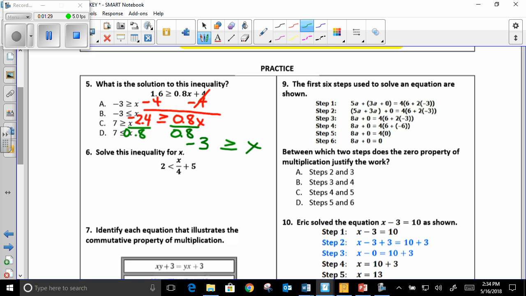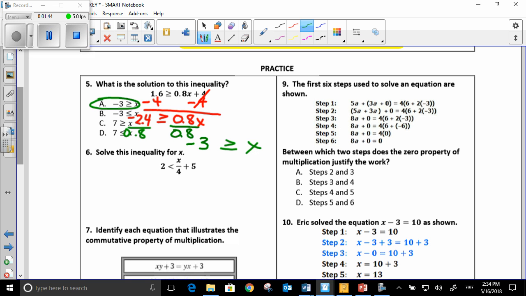Now, in this case, you don't have to flip it around because they give you that answer right here. So you wouldn't flip it around in this case. However, if you were going to graph it, make sure that you flip the inequality around before you graph it.